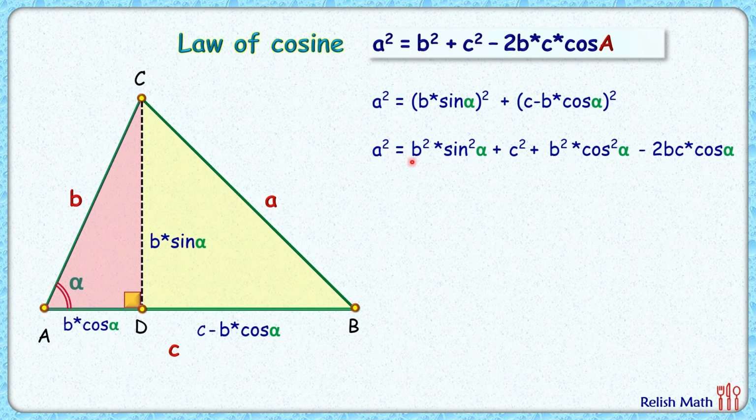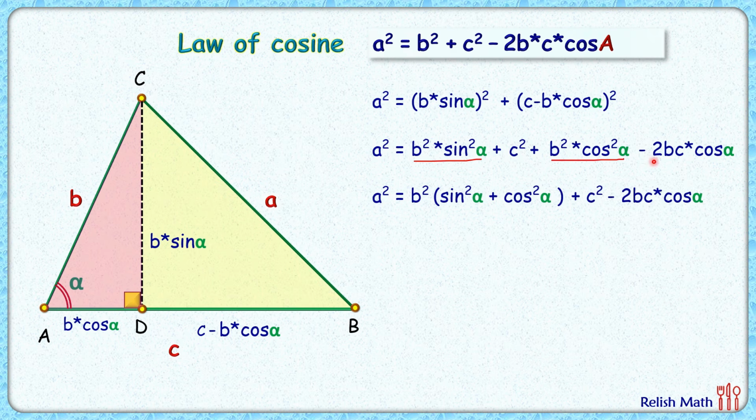Now here in these two terms, that is b square sine square alpha and b square cos square alpha, let's take b square common, and the rest are the remaining terms, that is plus c square minus 2bc cos alpha. We know that sine square alpha plus cos square alpha is 1. So we are left with a square is b square plus c square minus 2bc cos alpha, but alpha is your angle A. And that's what we had to prove, hence proved.